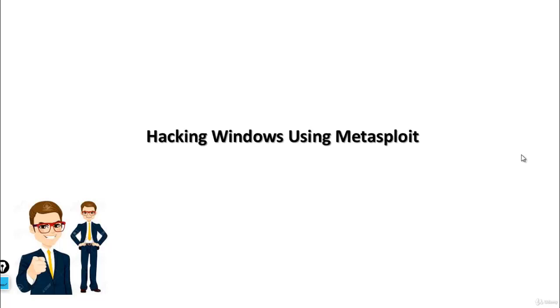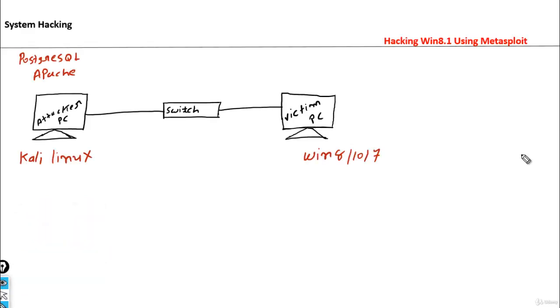Hacking Windows using Metasploit. Here I have a Kali Linux operating system and it is connected with a local area network, and in the same local area network I have one PC. It has a Windows 8 operating system.